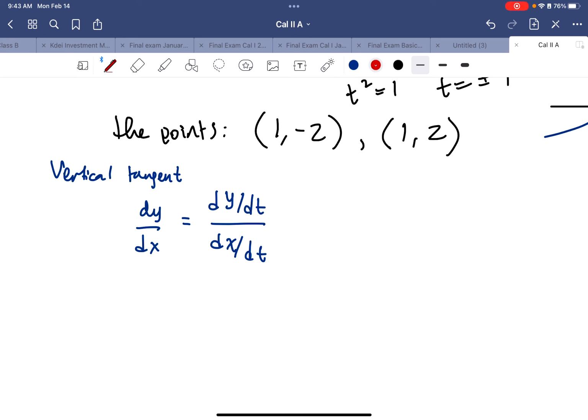So in vertical tangent and parametric, this dx over dt should be 0, and this should be not 0. Okay? That's how you can get a glimpse or an approach to a vertical tangent. Okay? So this should be equal 0, and this is not 0. Okay?